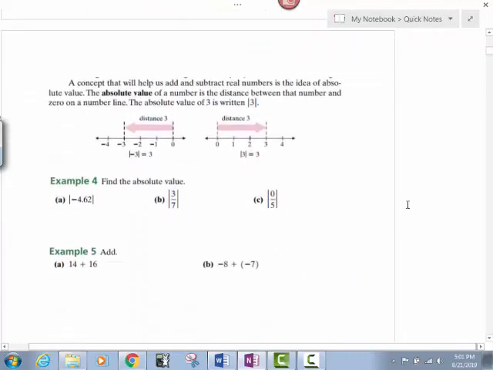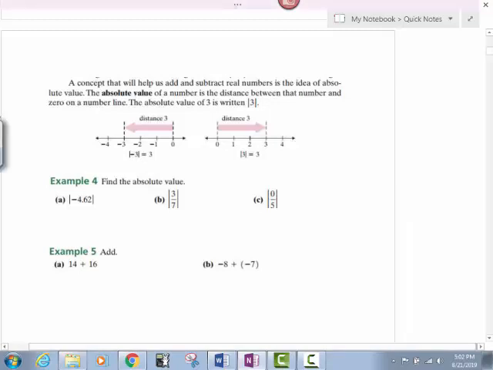So now, it says a concept that will help us add and subtract real numbers is the idea of absolute value. The absolute value of a number is the distance between that number and 0 on the number line. It says the absolute value of 3 is written as |3|.